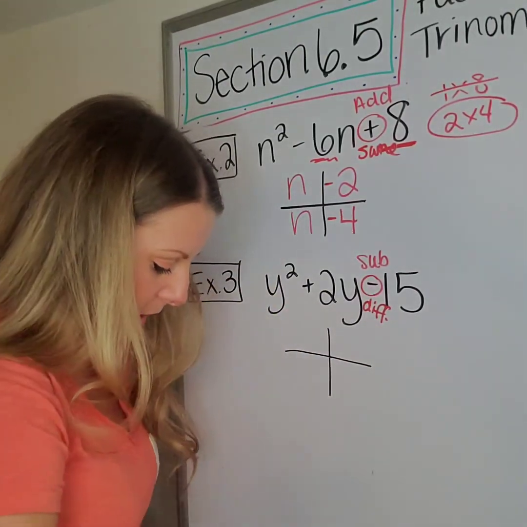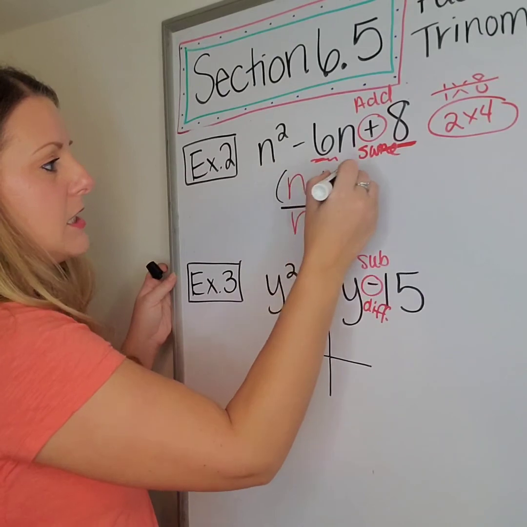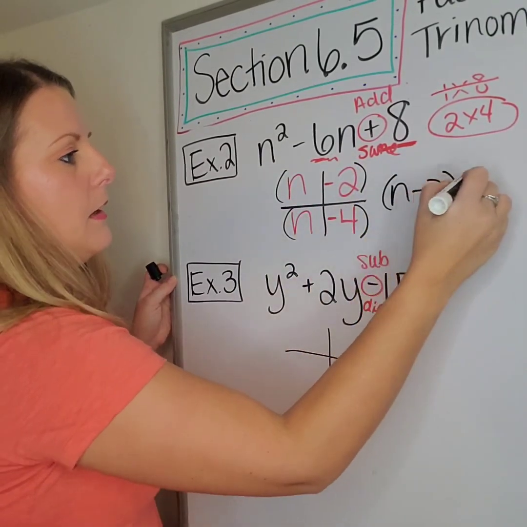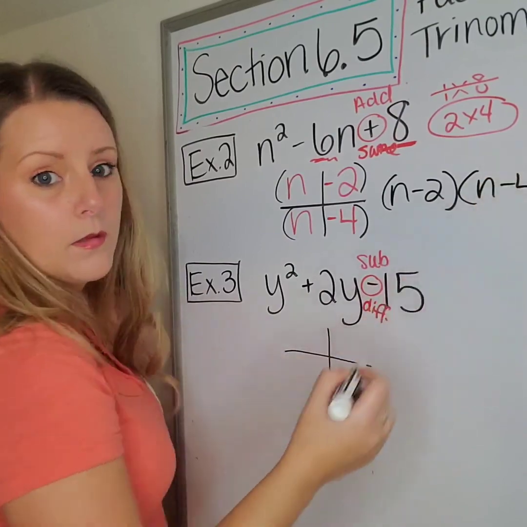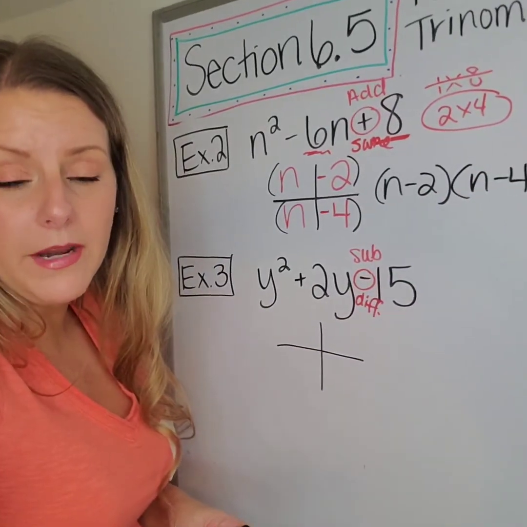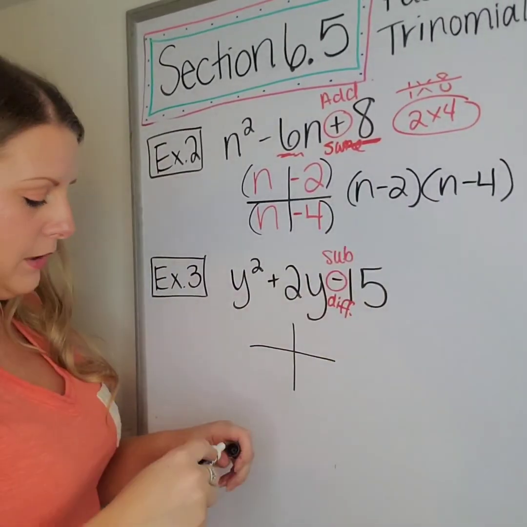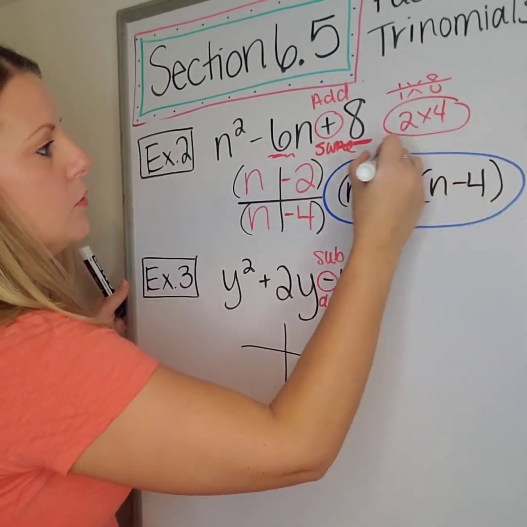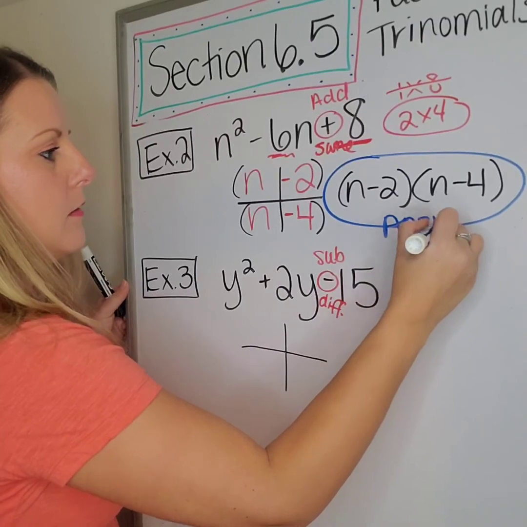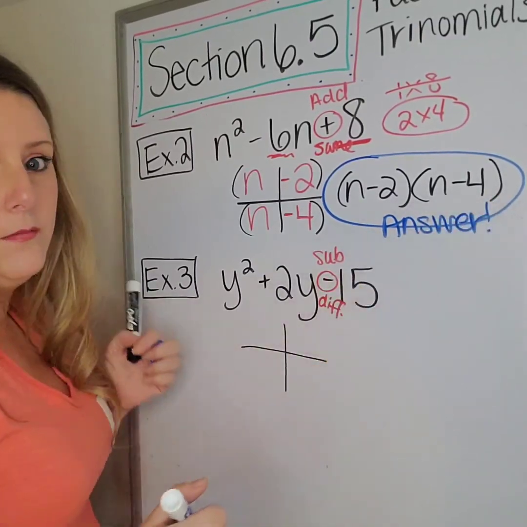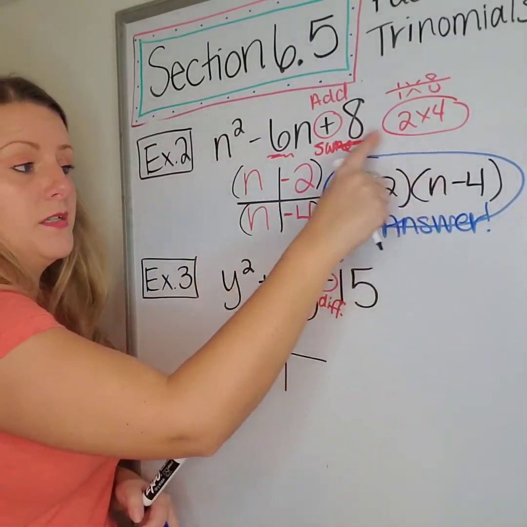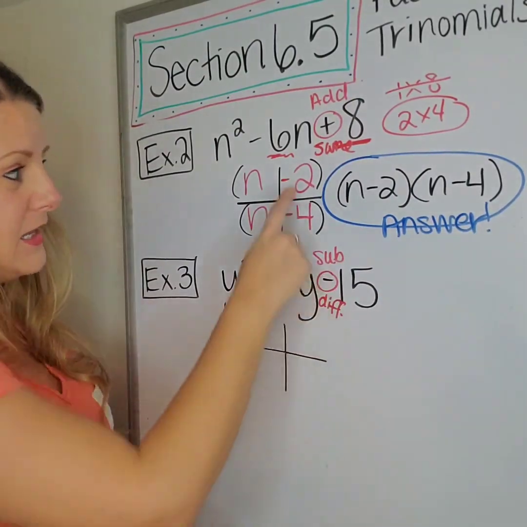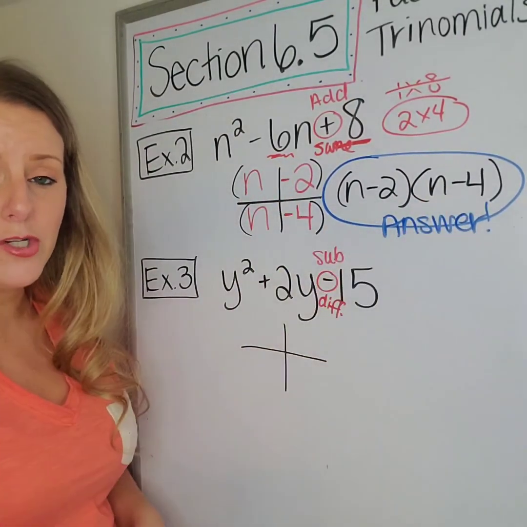So now your answer is the top, n minus 2, and the bottom, n minus 4. Make sure you write your answer out like this. I'll circle it in blue. This is your answer. This is your work. This is your answer. So make sure you actually have your answer. A lot of kids like to stop here, but make sure you write it out as your answer.